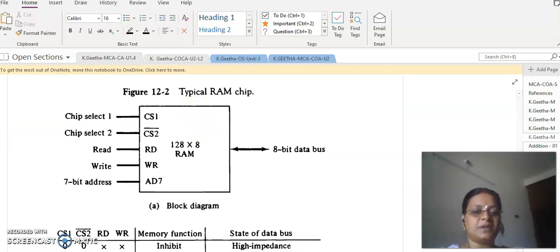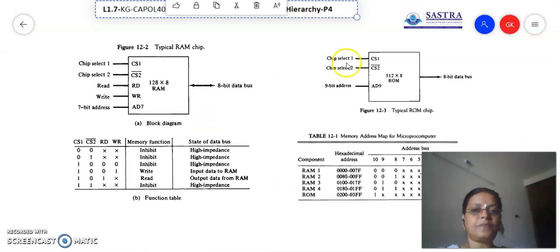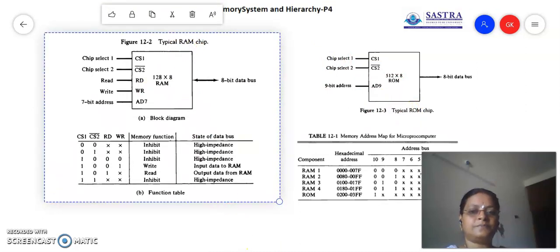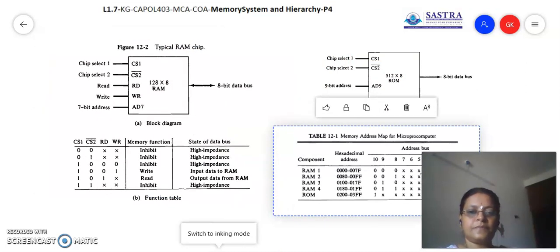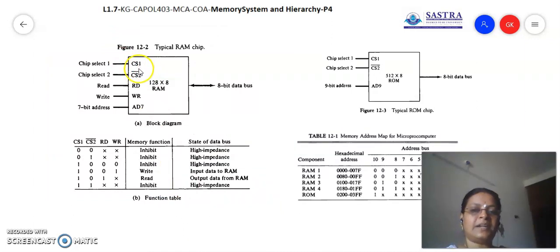So maybe we will just see the diagram here. This is a sample diagram for a processor architecture, showing how the RAM and ROM chips are made available. If we look at the RAM chip here, we note that there are chip select signals CS1 and CS2 bar. So there are two chip select signals available, and if this line is high, it is active high, it will be activated, and if it is low, it is active low, so this signal will be activated. And the size of this memory is given as 128 by 8.